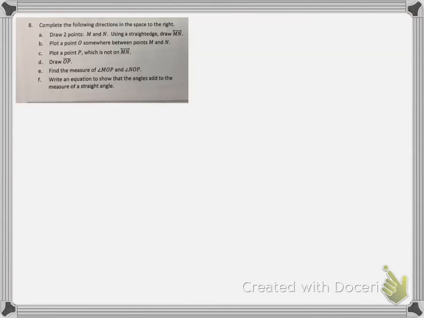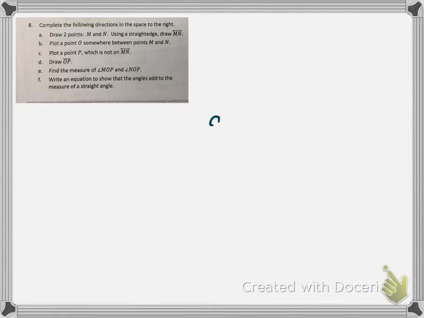And this is going to kind of help us review some of the work we've done in a lot of the lessons before now. So we're going to do each of these steps, A, B, C, D, E, F. A, draw 2 points, M and N, and use a straight edge to draw line MN. If I zoom in, I can see that it wants a line MN. So I'm not going to use a straight edge. I want you to just do your best.